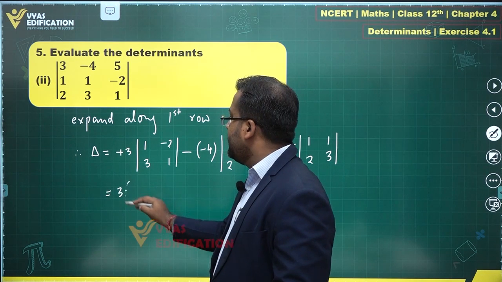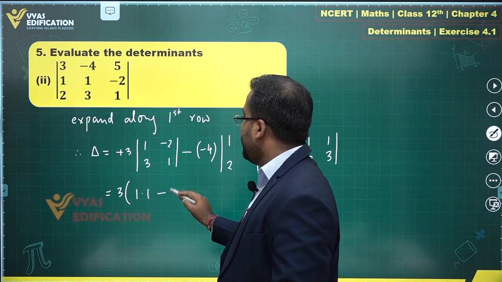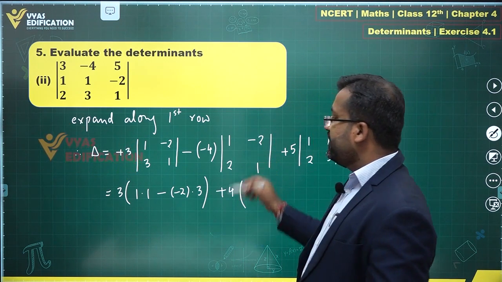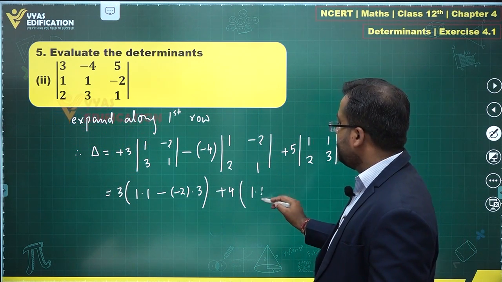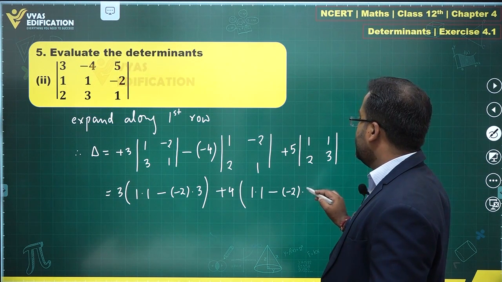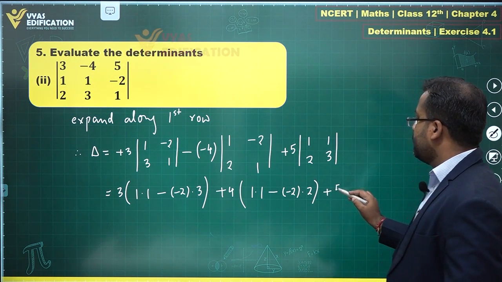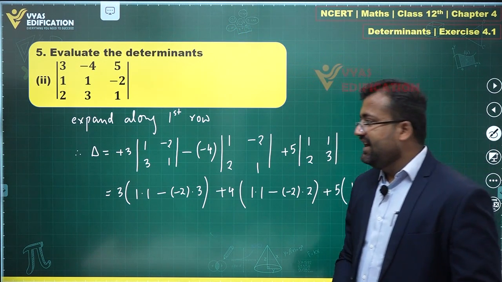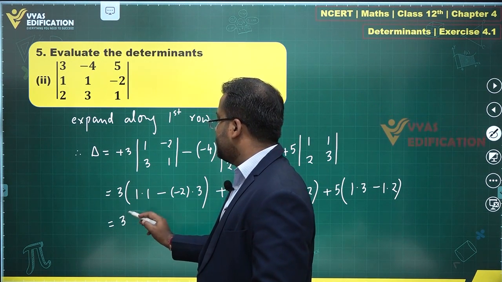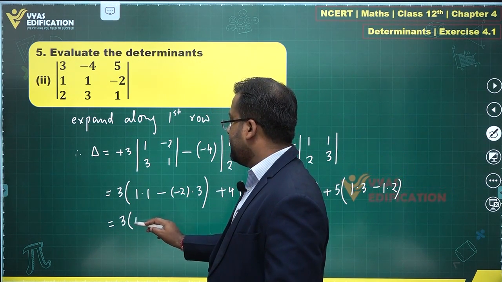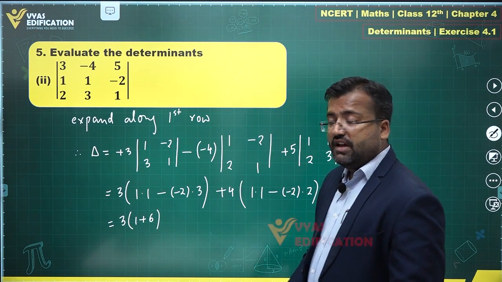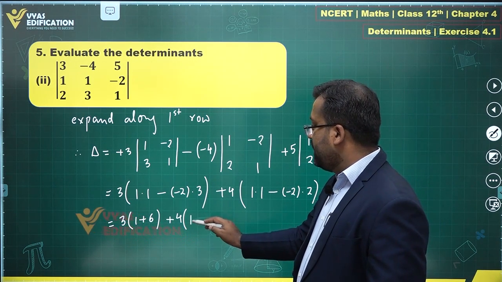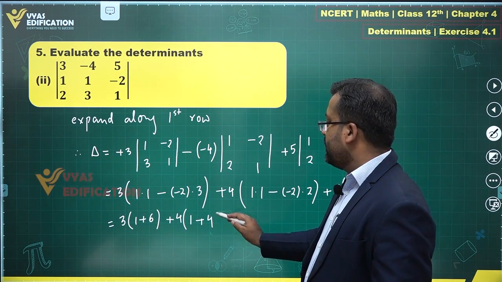So this becomes 3 times, 1 times 1 minus 2 times 3. This becomes plus 4, and the value of this determinant will be 1 times 1 minus 2 times 2. Plus 5, then you have 1 times 3 minus 1 times 2. This is what you have, right? What else? This becomes 3 times, 1 plus 6 is what you get over here. The next term will be 4, and in the bracket I have 1 plus 4, as I have observed over here.